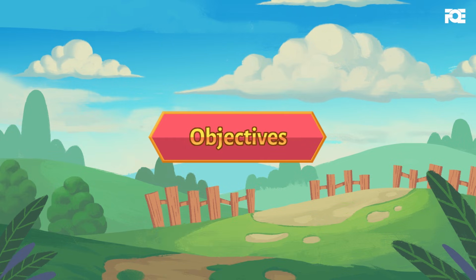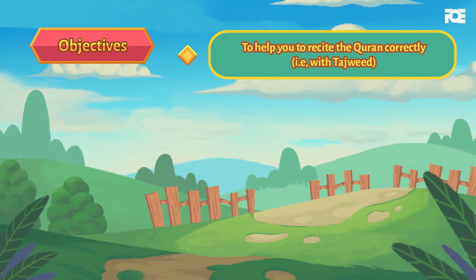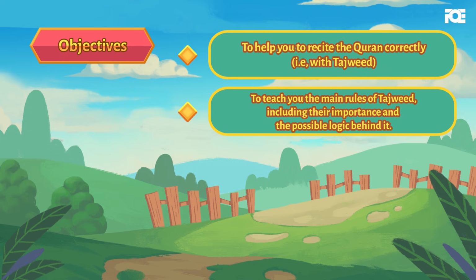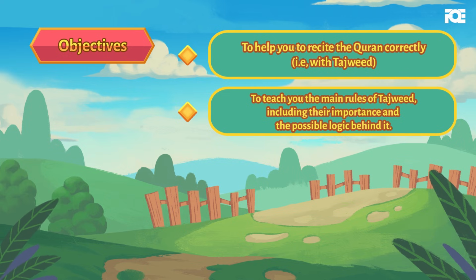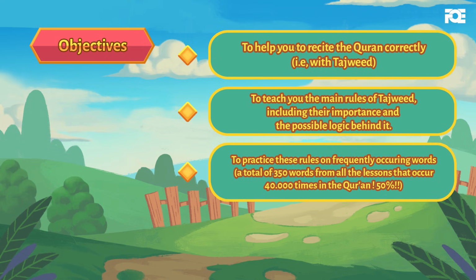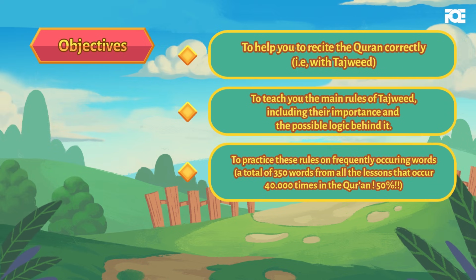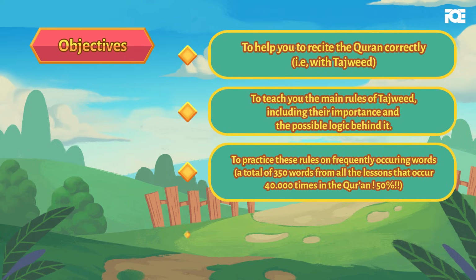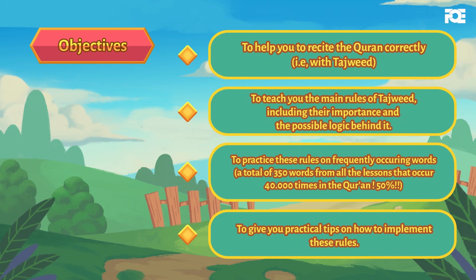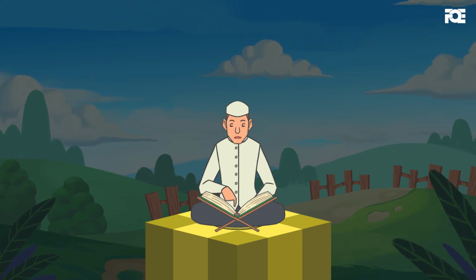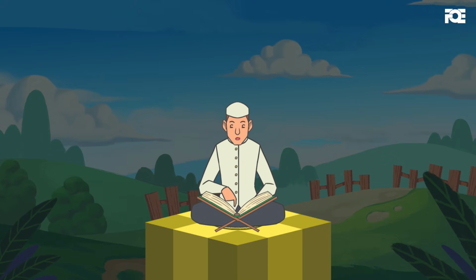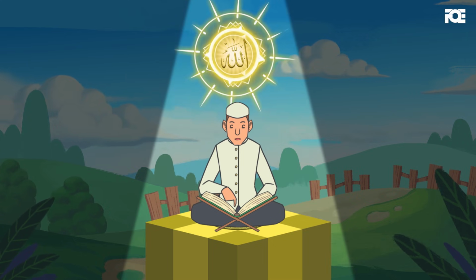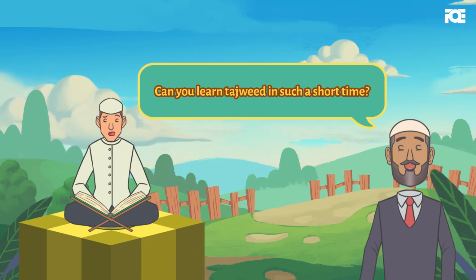The objectives of this course are to help you to recite the Quran correctly, that is with Tajweed, to teach you the main rules of Tajweed, including their importance and the possible logic behind it, and to practice these rules on frequently occurring words, a total of 350 words from all the lessons that occur 40,000 times in the Quran, mashallah, and to give you practical tips on how to implement these rules. Inshallah, reading correctly will inspire a joy and fervor in you and will make you closer to Allah subhanahu wa ta'ala.